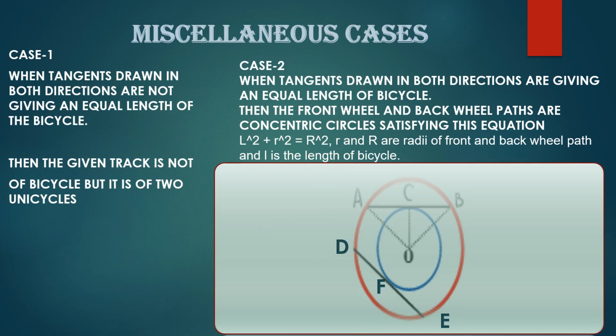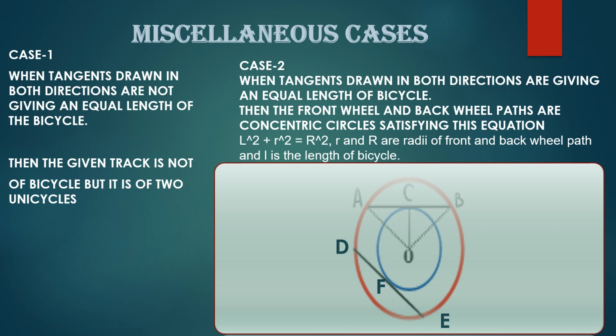Now we are discussing two miscellaneous cases. Case 1. When the tangents drawn in both directions are not giving an equal length of bicycle, the given track is not of a bicycle but of two unicycles. So it is not possible to construct a bicycle path in which the length of the bicycle is not constant. It is indeed the path of two unicycles, because in that case there is no such constraint of the length of the bicycle being constant.